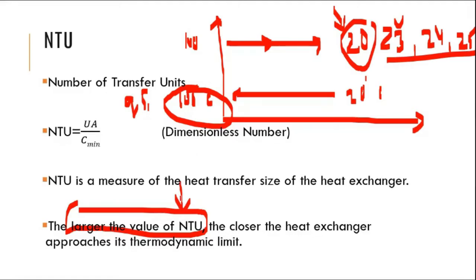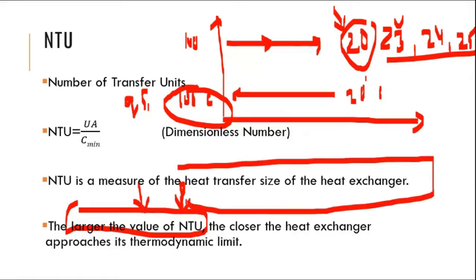So since a large value of NTU makes the heat exchanger approach its thermodynamic limit, it means that when we are increasing the value of NTU, we might also be increasing the size of the heat exchanger, because if we increase the size of the heat exchanger, the heat exchanger will approach its thermodynamic limit.